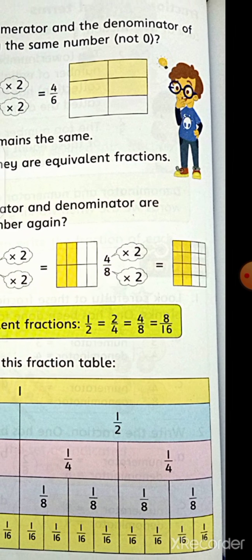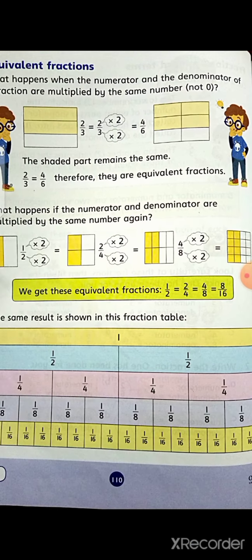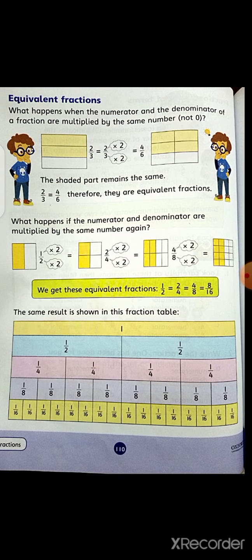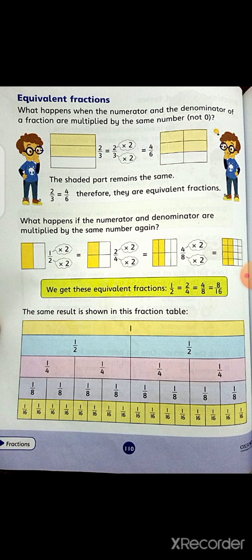We get these equivalent fractions. 1 over 2 is equal to 2 over 4 is equal to 4 over 8 is equal to 8 over 16. These are called equivalent fractions, and if you notice carefully in the figure, all shaded parts of the figures are the same, but the number of parts has increased. The same result is shown in this fraction table.